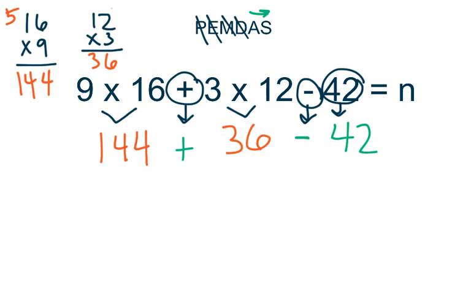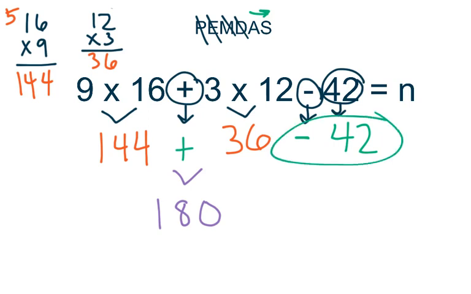So I'm going to first start over here with 144 plus 36. That's the piece I'm going to solve first. When I add those together, I get 180. My next step is to rewrite my problem again.